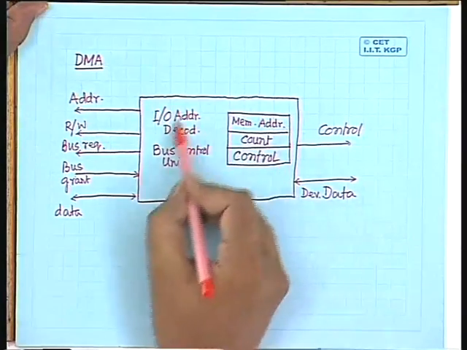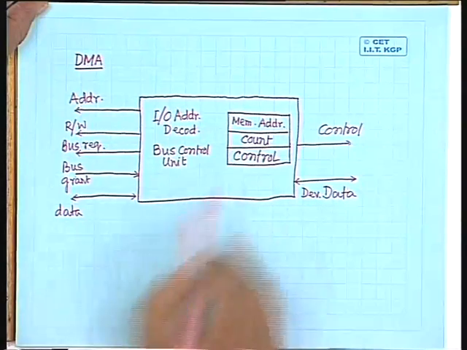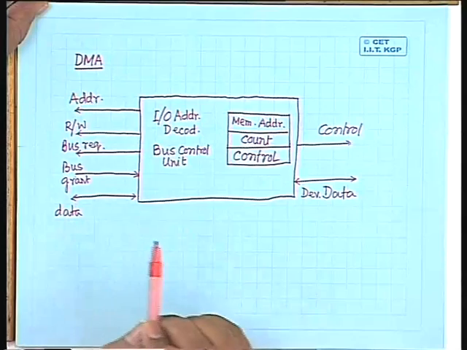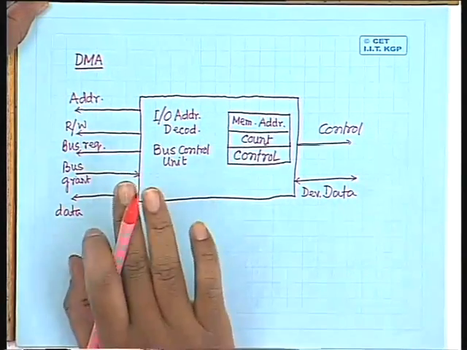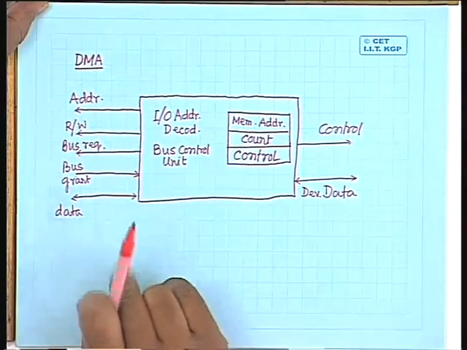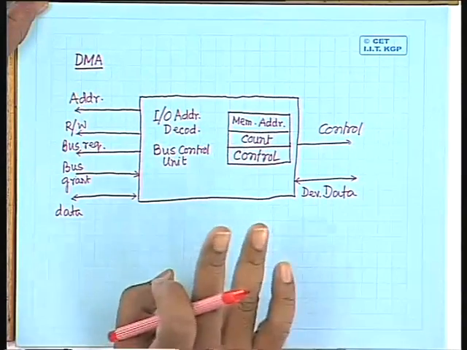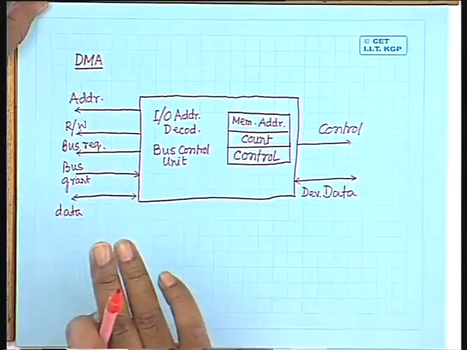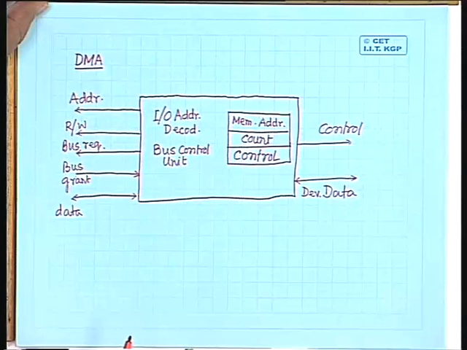Because of these additional registers in this DMA controller, the operation of the DMA controller can be much faster than in the case of the CPU. Because in the case of the CPU, firstly the CPU has to read the data, get it into its internal register, then from the internal register it has to send the data to the destination. So two cycles are always necessary if I want to transfer the data through the CPU, whereas a similar operation can be done in a single cycle by making use of this DMA controller.